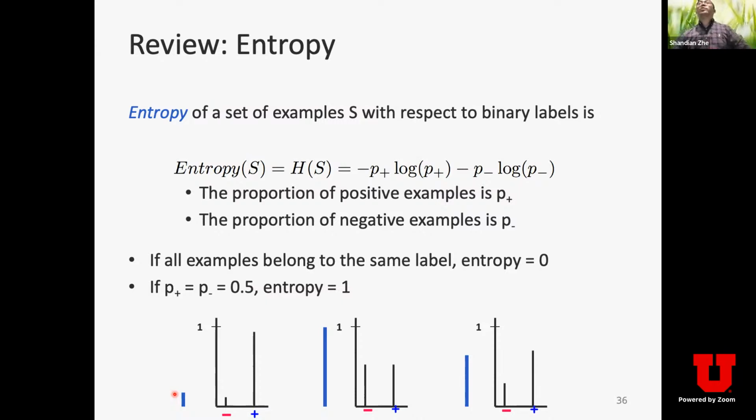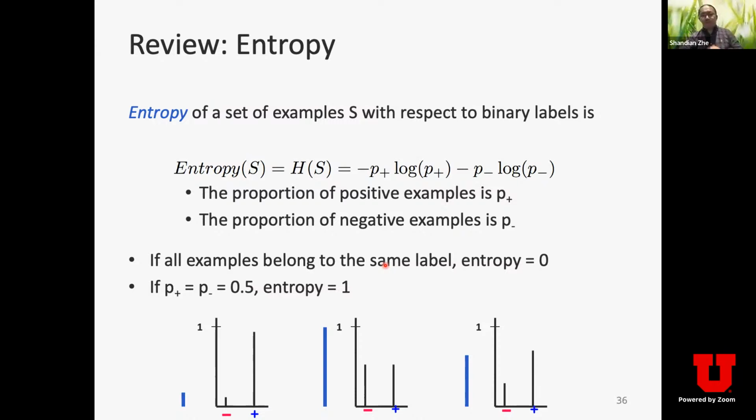Okay. This is actually consistent with our intuition about uncertainty, right? If your positive and negative examples have the same number, you are most uncertain about the labels in your data set, right? Because they have half a chance to be this and half a chance to be that. You cannot tell anything. In this case, you actually have the maximum uncertainty about the labels, right?